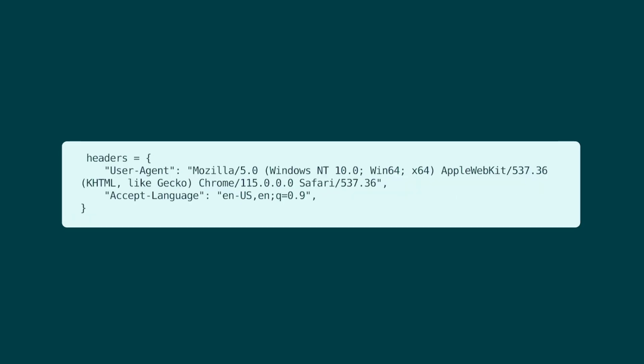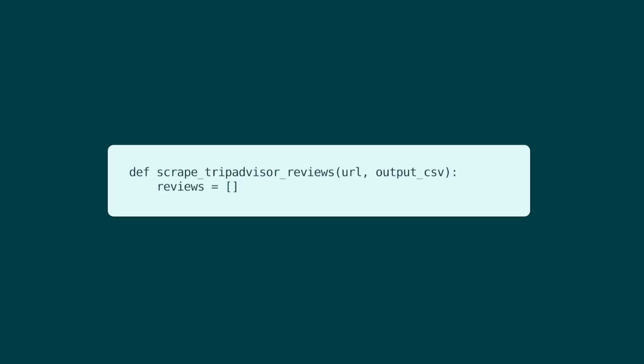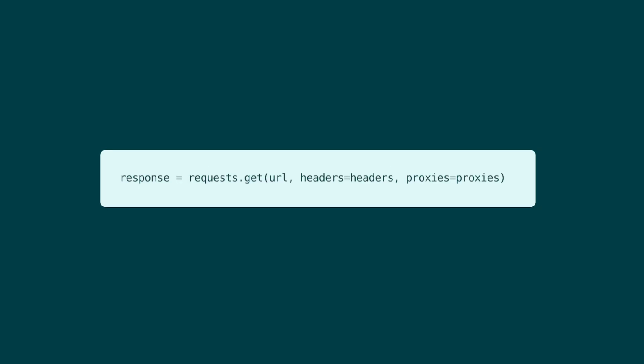This mimics a real browser. Setting a user agent and language header helps distinguish the scraper as a regular website visitor. This defines the main function that takes a TripAdvisor URL and a CSV file name where scraped reviews will be saved. This is where the actual page is requested. Headers and proxy are used here together to fetch the page like a real user from a US IP.